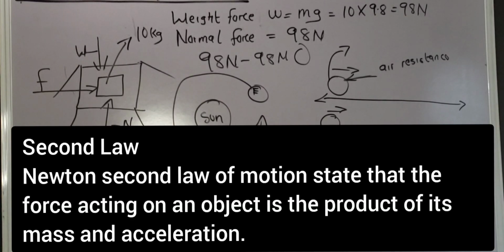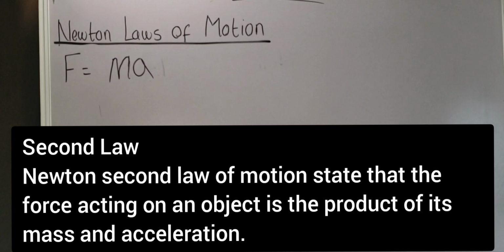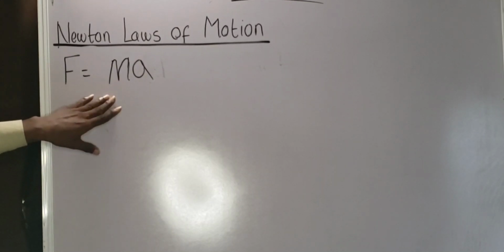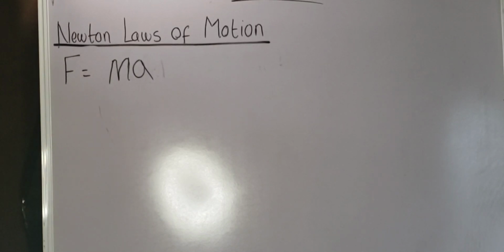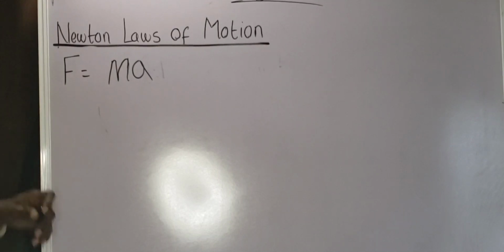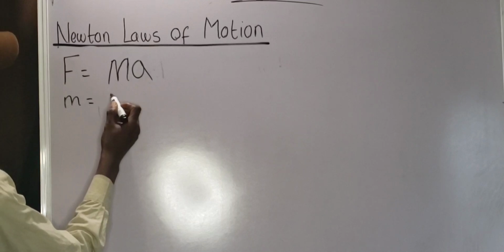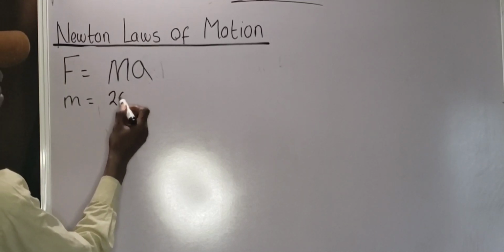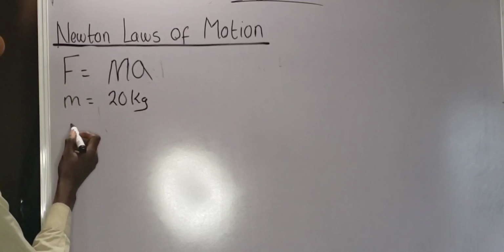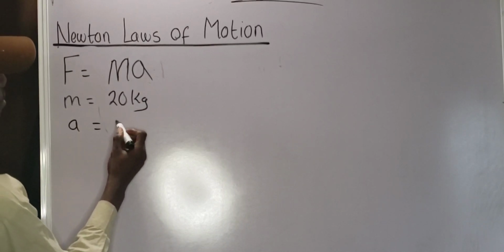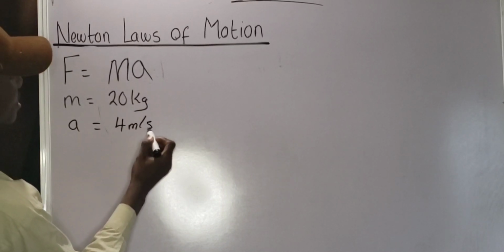Newton's second law of motion states that the force acting on an object is the product of the mass and acceleration. This can be expressed mathematically as: the net force is equal to the product of mass and acceleration. You can see that the net force is directly proportional to both mass and acceleration. Let's say the mass of an object is maybe 20 kilogram, and the acceleration is maybe 4 meter per second squared.